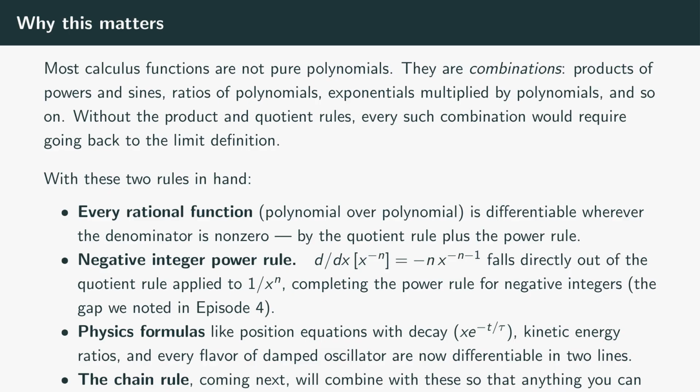Third, when we add the chain rule in the next episode, the 3 rules, product, quotient, chain, will combine to let you differentiate essentially anything you can write down by multiplying, dividing, and composing elementary functions. You'll never need the limit definition again unless you're proving a new rule.